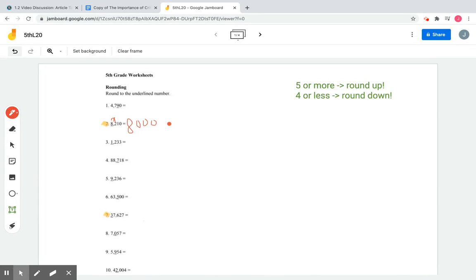Alright, let's look at another example. Number 7, 37,627 is given to us. And 3 is underlined. So let's look at 7. 7 is greater than 5. That means we have to round it up. So all the numbers on the right side will be zeros, and 3 will be 4 because we rounded it up. So it will be 40,000. And this will be the answer.